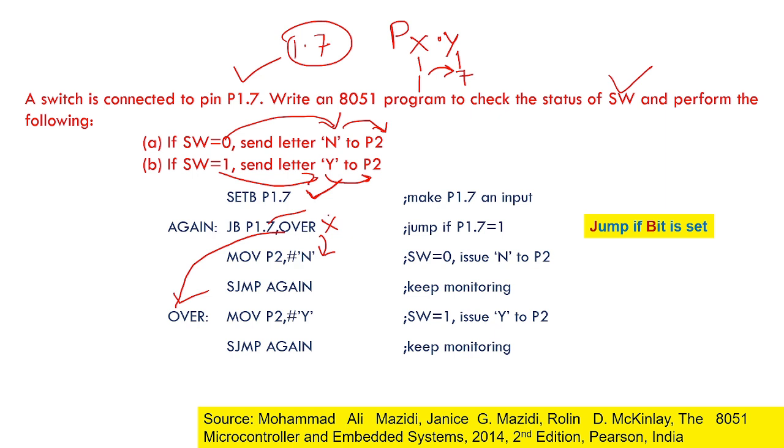That means if I consider it is low, it will jump only if it is high. Jump if bit is set. So where will it jump? It will jump to over. But here you consider it is low. Initially it was 0. That means it will not jump. It will skip this section and go here, and it will send that A N to P2.